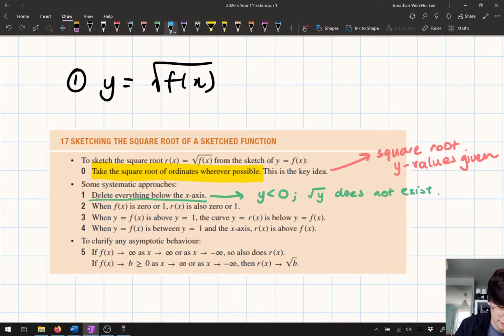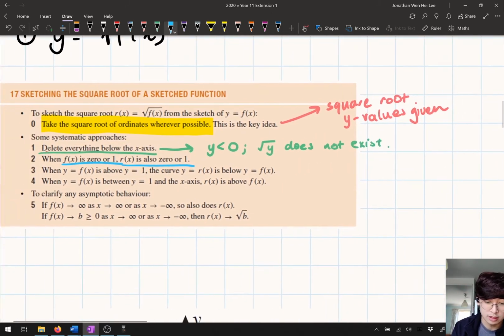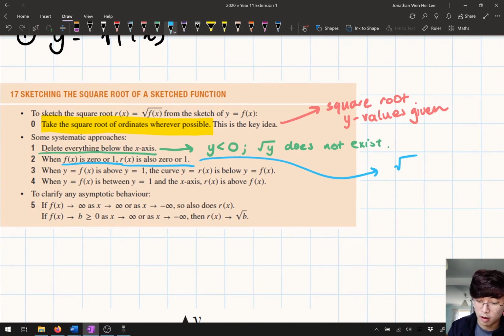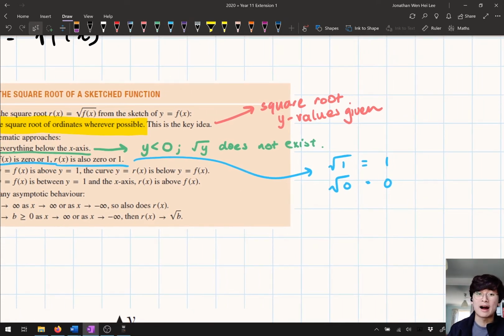Okay, second dot point here. When f of x is equal to 0 or 1, r of x is also equal to 0 or 1. I didn't do this up above, but let's just do this quickly over here. If you take the square root of 1 or the square root of 0, those two values give you 0 and 1. So if at any point you see y is equal to 1 or y is equal to 0 on your f of x graph, it's just going to give you the same thing. This will correspond to your x-intercepts. So you're going to have the exact same x-intercepts as your original graph, and wherever y is equal to 1, those are going to be the exact same points on your square root graph.